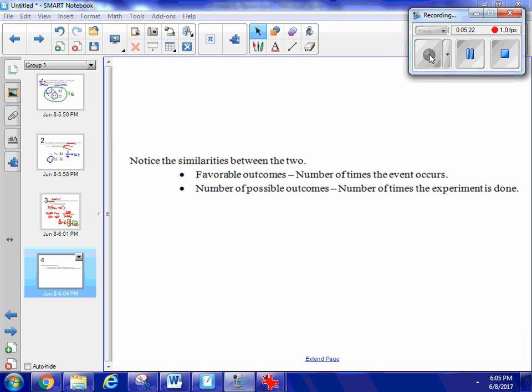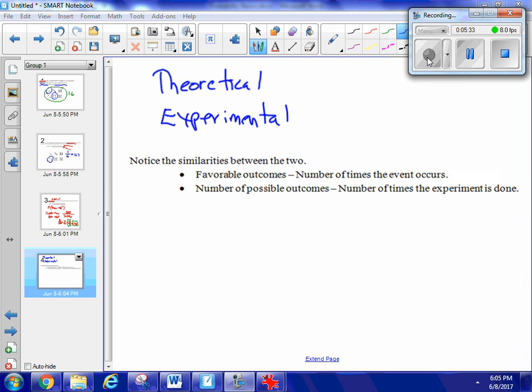So even though I have theoretical probability and I have experimental probability, they're really quite similar. I look at the number of favorable outcomes, or the number of times the event occurs, and I divide that by the number of possible outcomes, or the number of times the experiment is done. They're really quite similar.